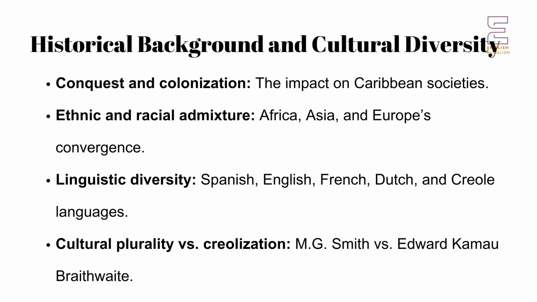Historical background and cultural diversity. Caribbean history is marked by conquest and colonization, which has significantly shaped its societies. The arrival of European powers brought about the exploitation of both natural and human resources, leading to the forced migration of African and Asian peoples to the region. This convergence of different ethnicities and cultures resulted in a unique blend of racial and cultural identities. The region's linguistic diversity is equally remarkable, with Spanish, English, Dutch, and Creole languages all spoken across the islands and mainland territories.